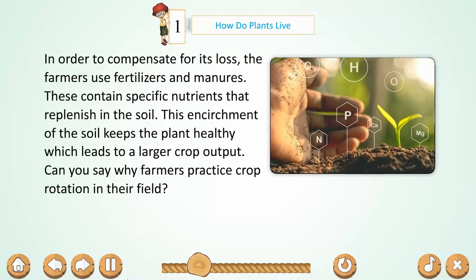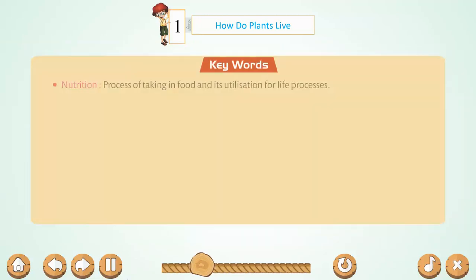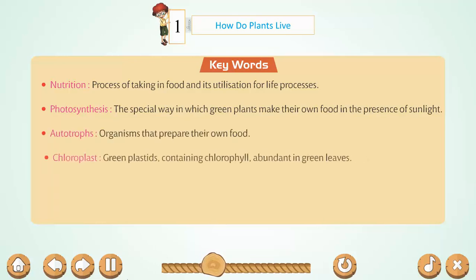Can you see why farmers practice crop rotation in their fields? Keywords. Nutrition: process of taking in food and its utilization for life processes. Photosynthesis: the special way in which green plants make their own food in the presence of sunlight. Autotrophs: organisms that prepare their own food. Chloroplast: green plastids containing chlorophyll, abundant in green leaves.